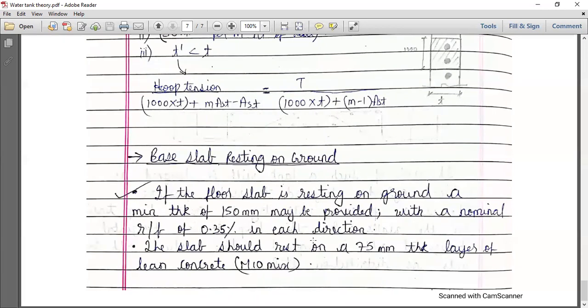ठीक है, तो ग्रेड स्लैब जनरली वी डू नॉट डिजाइन. स्लैब पे अगर तुम्हारा वाटर ग्राउंड पे अगर वाटर टैंक रेस्ट हो रहा है, सो जो बेस स्लैब है यू कैन कंसीडर अ नॉमिनल थिकनेस ऑफ 150 mm, more than 150 mm, and then nominal reinforcement 0.35% in each direction you can provide. The slab should rest on a 75 mm thick layer of lean concrete. Is this clear, everyone?